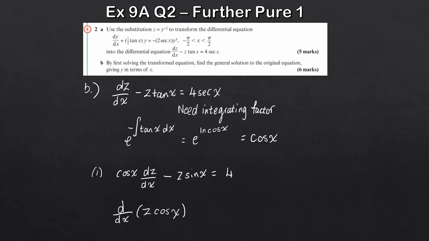Okay, so this is something that you will spot with just practice and more experience with these questions. This is just the differential of z cos x using the product rule, and that's obviously equal to 4. Now just to make life easy, we can integrate both sides. If you integrate the differential here, they essentially cancel out, so we're left with z cos x being equal to the integral of 4.